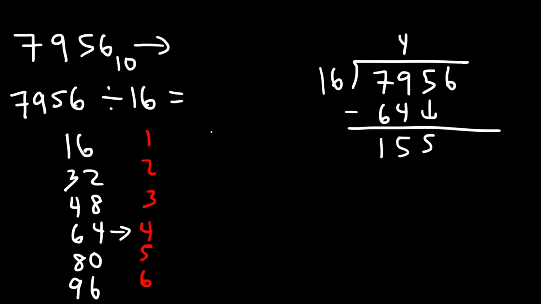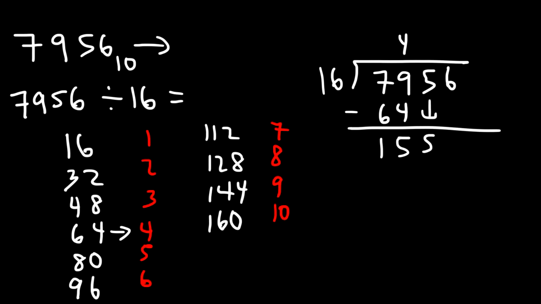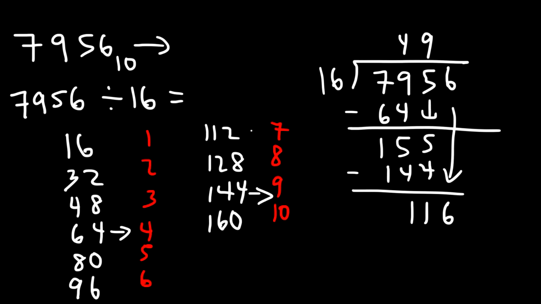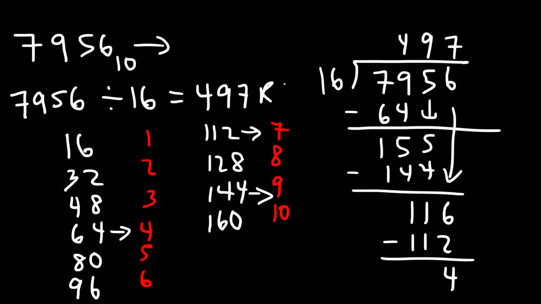In this case, we need some more numbers. 96 plus 16 is 112. And 112 plus 16 is 128. 128 plus 16 is 144. And then the next one is 160. When making a list like this, you never need to go past 10. Now, 16 goes into 155 9 times. 16 times 9 is 144. And 155 minus 144 is 11. Now, let's bring down the 6. 16 goes into 116 7 times. 16 times 7 is 112, with a remainder of 4. So we could say that 7,956 divided by 16 is 497, remainder 4.